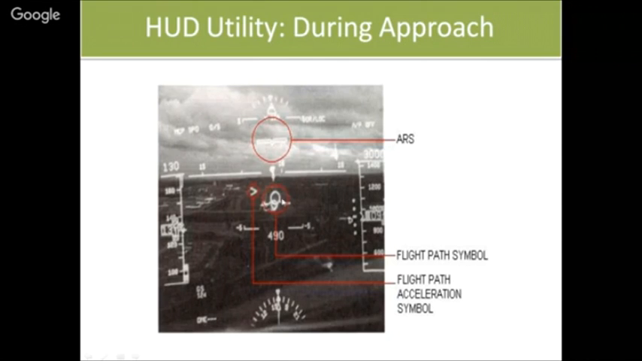Now, if this flight path symbol is below this natural horizon, what does this mean? It means that the aircraft is coming down or it is losing altitude. Number two, if this flight path acceleration symbol is above the flight path symbol, it indicates that the aircraft is accelerating. If it is below the flight path symbol, it indicates that the aircraft is decelerating. And if these two are parallel to each other, it indicates that the aircraft is gliding at a particular speed, neither accelerating nor decelerating.